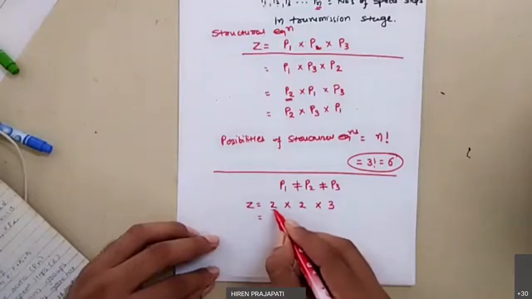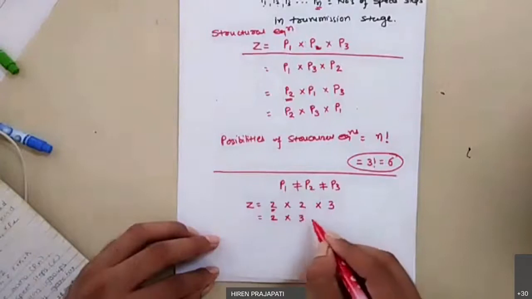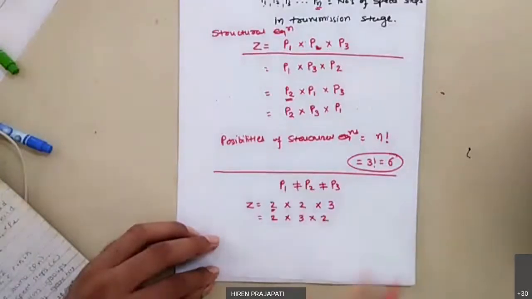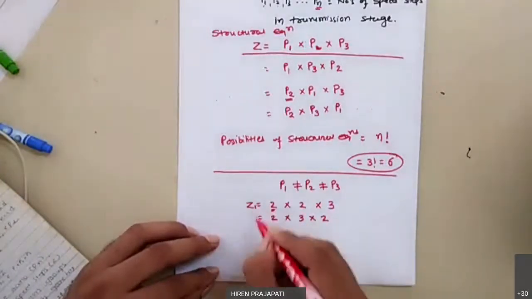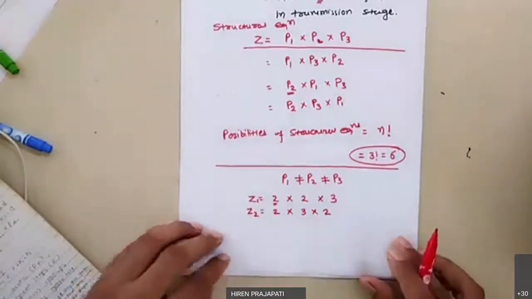You can keep this as it is, 2. You can switch the position to get 3, 2. This is another possibility. So let's write here Z1, Z2. So this is the second possible structure equation.